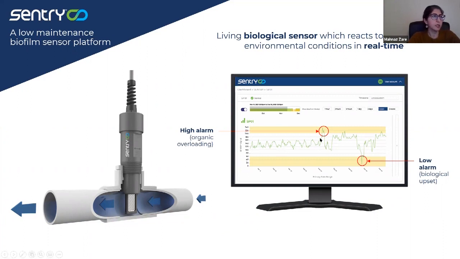This chart is showing the live signal on the dashboard. If the line is going up, such as here, we are seeing a spike in the signal, it means that there is a large organic load coming to the plant, such as brewery waste. And if we are seeing a drop in the signal, such as here, it means that there is less carbon available due to a number of things, like dilution of wastewater due to heavy rain events or toxic chemicals.